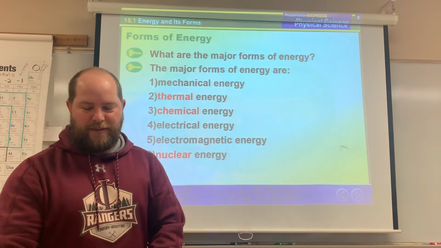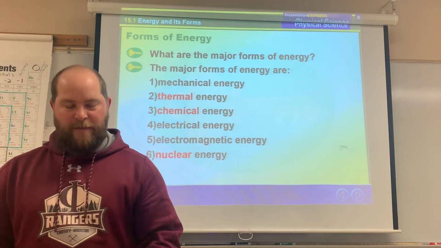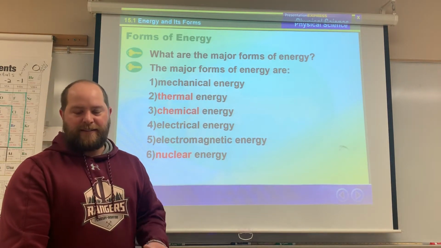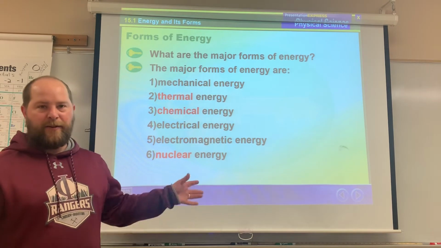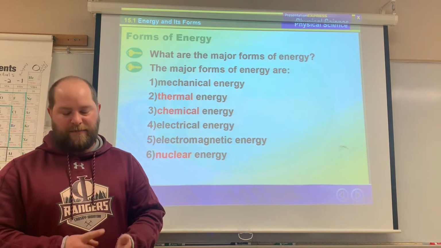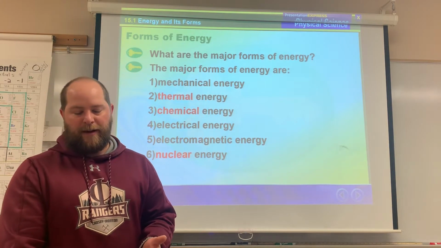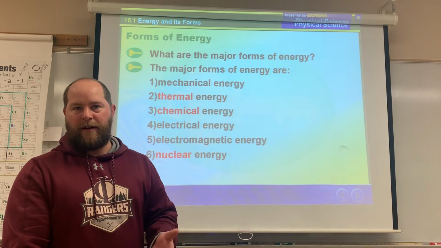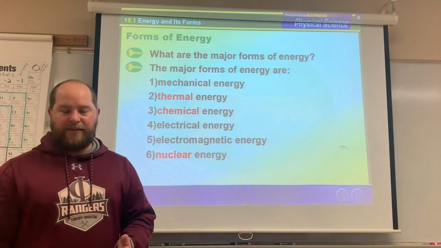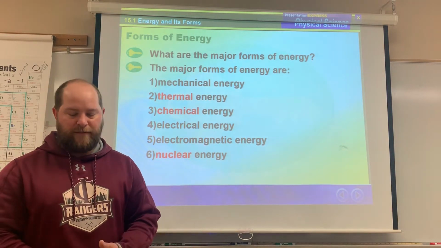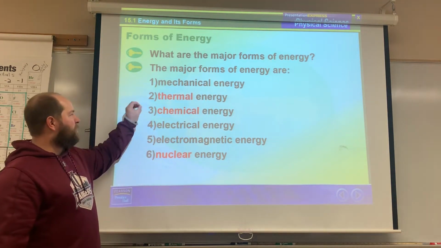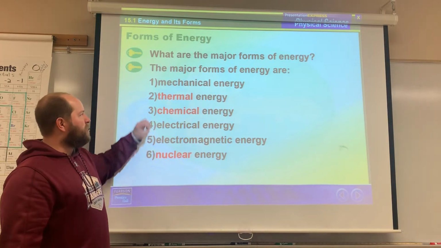Welcome back, science students. I hope your projects went well about learning about the different forms of energy. The 6 major forms of energy that we're going to learn about today are mechanical energy, thermal, chemical, electrical, electromagnetic, and nuclear. Based on the law of conservation of energy, energy can never be lost or destroyed or created. It's basically just going to be transferred from one form of energy to another.